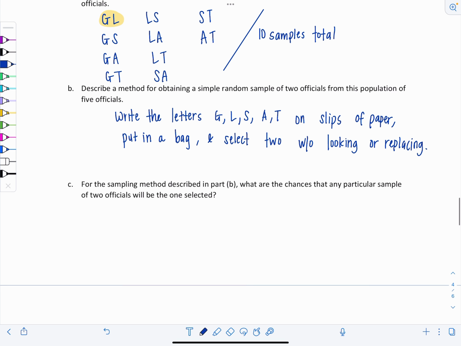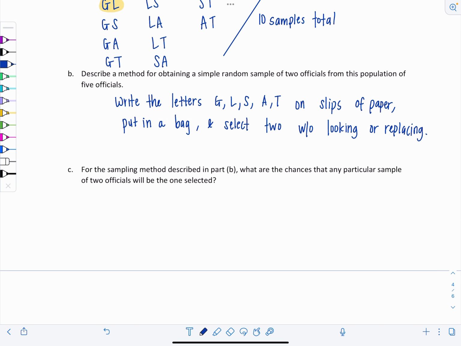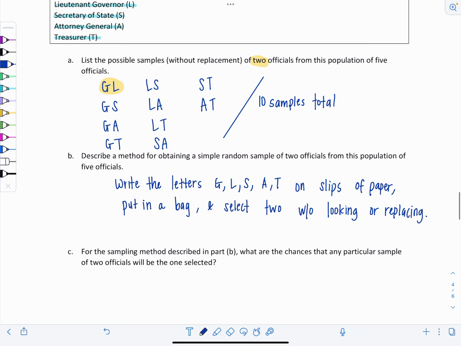All right. For the sampling method described in part B, what are the chances that any particular sample of 2 officials will be the one selected? So basically what it's saying is, all right, if you did this, if we wrote all 5 letters on different slips of paper and randomly pulled out 2, okay, what is the chance that it's one of these that we listed here?